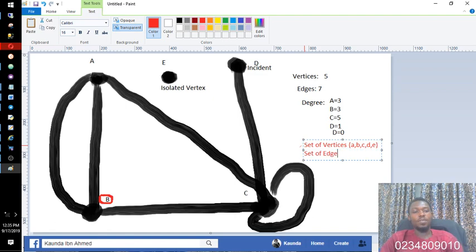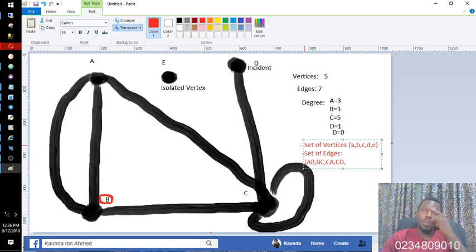You know, 2 points make an edge. You have this point, and then there is a line connecting them. Then you have an edge. So we have AB: we have A, we have B, and there's a line connecting them. So AB is a set. B and C are connected, so we have BC as another edge, and then C and A are connected, so we have CA. And then C and D are connected, so we have CD.